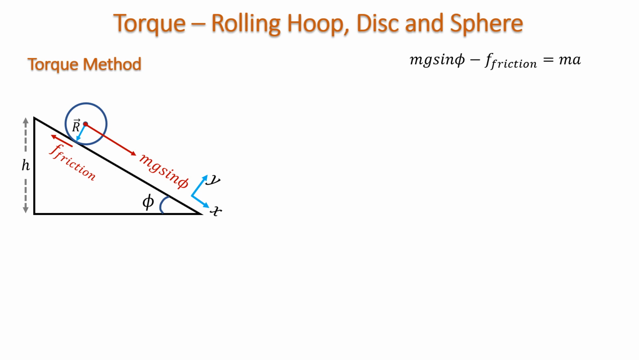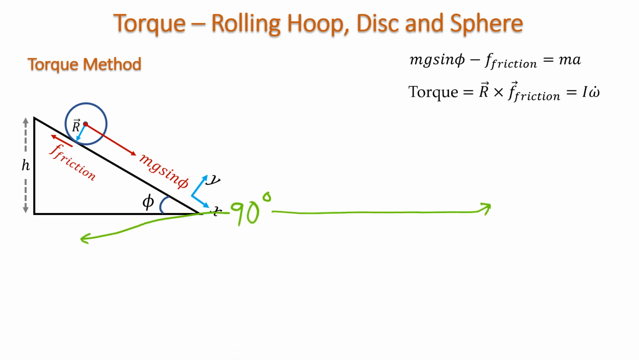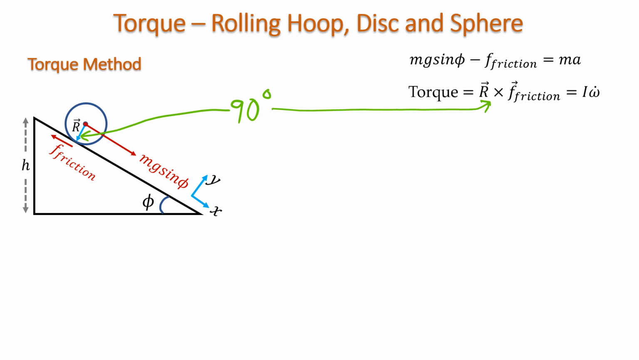The friction force rotates the object, hence there is a torque given by this equation. The torque is radius times the frictional force, which is also equal to moment of inertia times angular acceleration. The angle between radius vector and frictional force is 90 degree. Hence the cross product sine angle is 1.